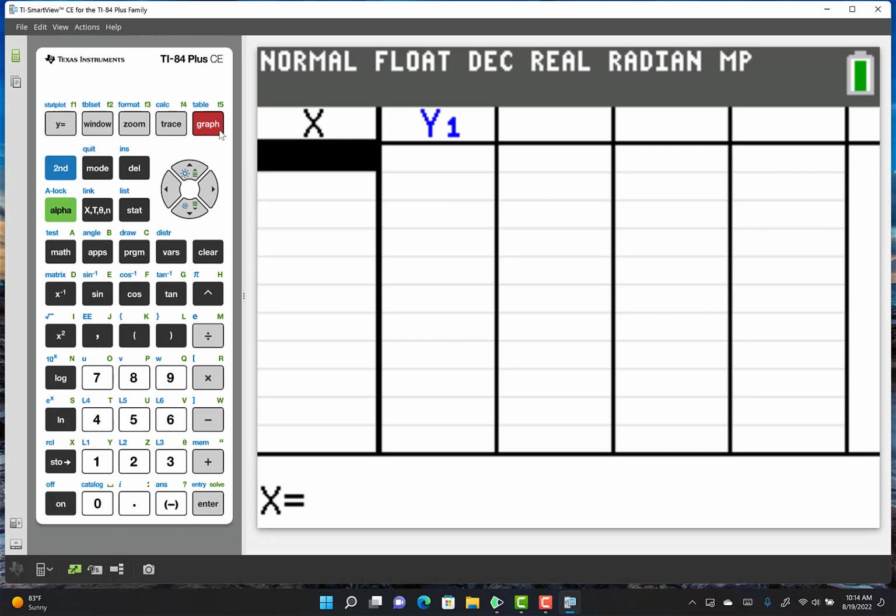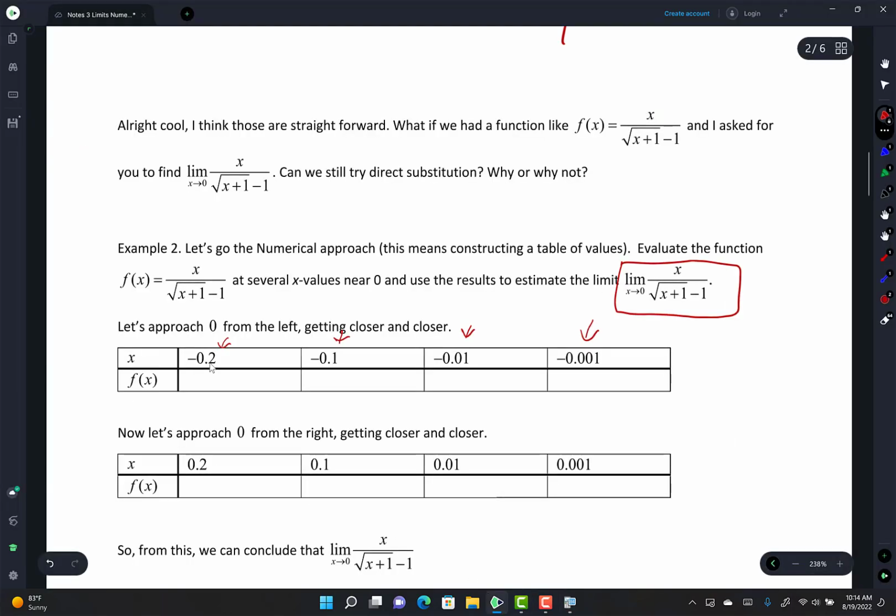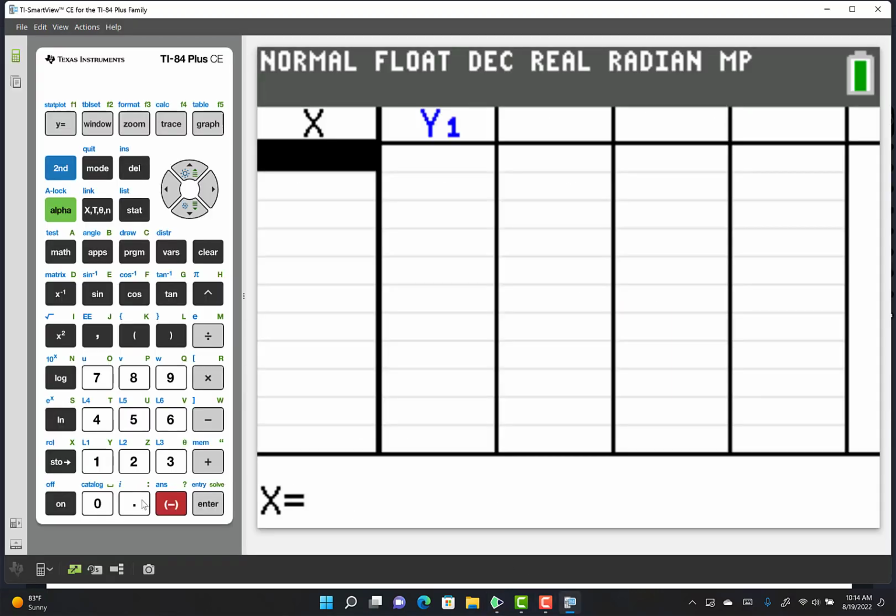I'm going to get closer and closer. I'm going to do this, Chavez. I'm so lost. I haven't done anything, guys. I'm going to do this right here. I'm going to get closer and closer to 0 from the left. So I'm going to start by putting negative 0.2. So I'm going to go negative 0.2, enter. Put that number down on your table, 1.8944.